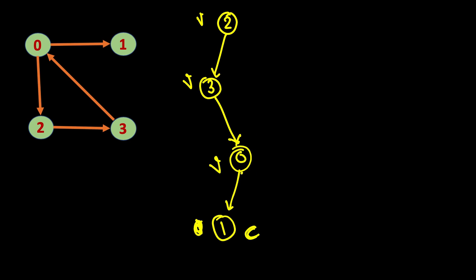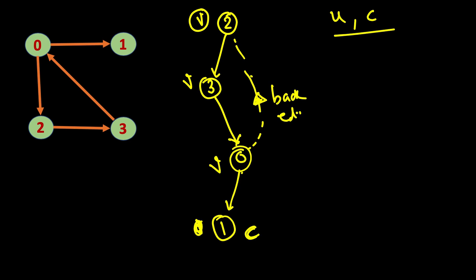Now we come back to 0 and we look at its other neighbor. It has one more neighbor, 2. So we will try to visit 2. So we will see that 2 is neither unvisited nor completed, but it's V, that is, it's still being explored. So this edge will become a back edge, and this will be the cause of the cycle. If we remove this edge, then there will not be any cycle. So this edge from 0 to 2 is a back edge.